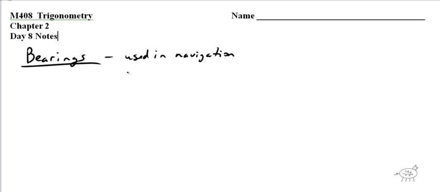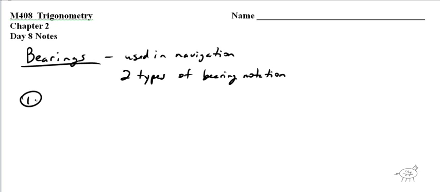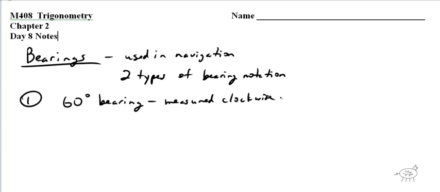And there are two types of bearing notation. The first one is one that's used actually quite often. If I just said a 60-degree bearing, basically it's measured clockwise. So hopefully you know how to read a clock and not just digital clocks. So clockwise, you're basically going to the right. Measured clockwise from due north. So that's important, from due north.